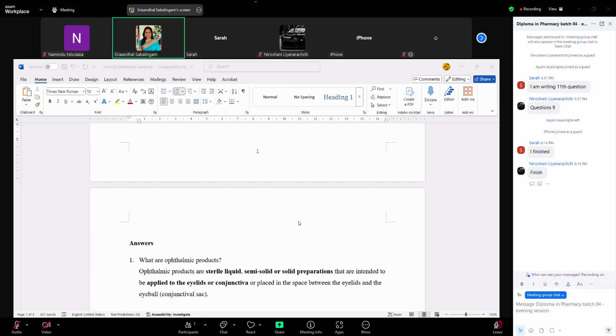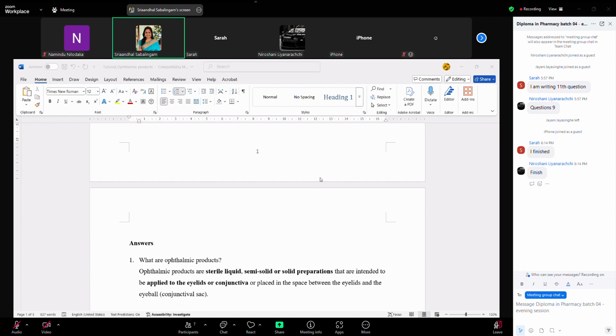Any other answers? Ophthalmic products are products used for diseases, diagnostic purposes, and surgical purposes of eyes. They should be sterile, non-irritating, and safe, and contain preservatives.